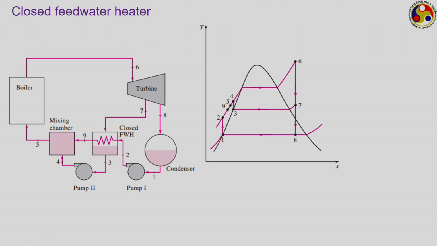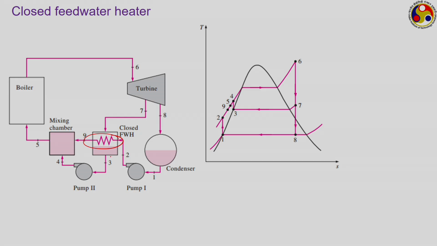In case of a closed feed water heater, the condensate is allowed to flow through these tubes, and the steam which is coming from the turbine, extracted from the turbine, flows over the outer surface of these tubes, thereby getting condensed, and this bleed stream and condensate are never coming in contact with each other.